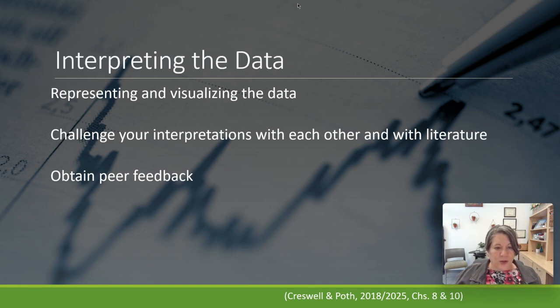Okay, so how do we interpret the data? We're representing the data, we're visualizing the data, we're creating those figures that help to describe our data. As we go into our discussion, we also want to challenge our interpretation of the data by looking at other literature. Did people find what you found? Did they find something different than what you found? This is also where you might be obtaining peer feedback. Would your peers look at this in the same way that you did? Maybe somebody who had nothing to do with your study, would they interpret it the same way as you, or do they agree with your interpretation?